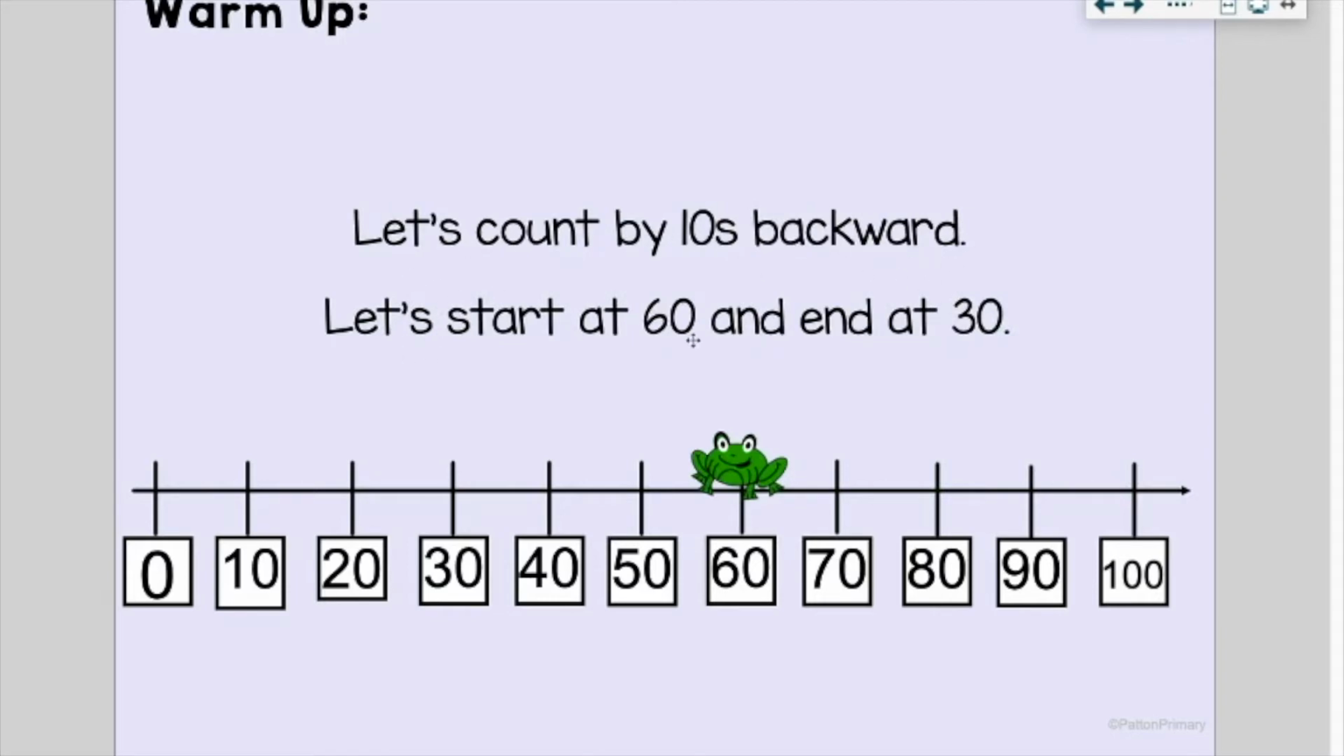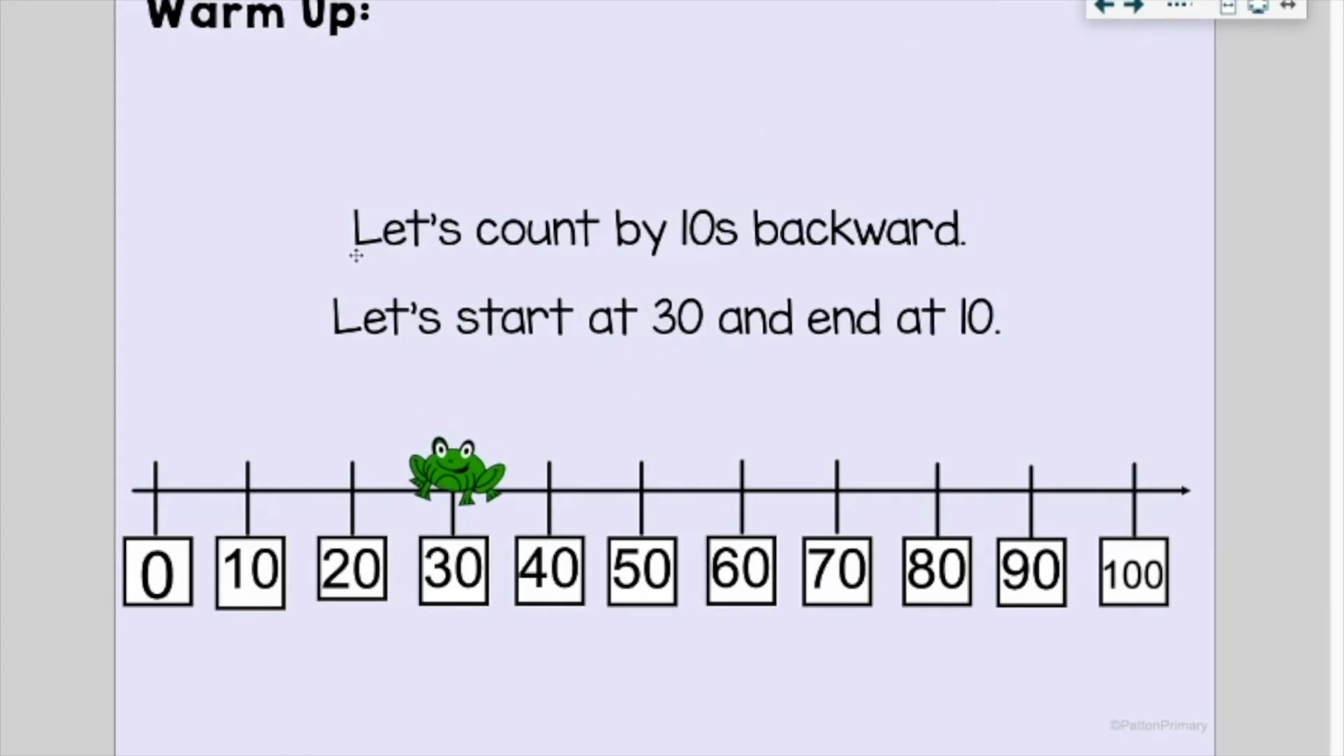Let's count by tens backwards. Let's start at 60 and end at 30. Ready, set, count. 60, 50, 40, 30. And I stop. Last warm up. Let's count by tens backwards. Let's start at 30 and end at 10. Ready, set, count. 30, 20, 10.